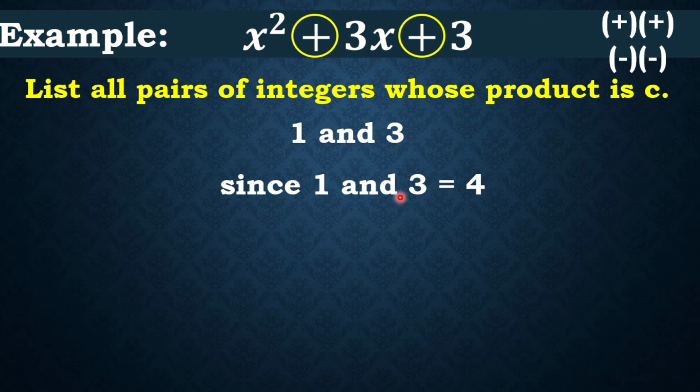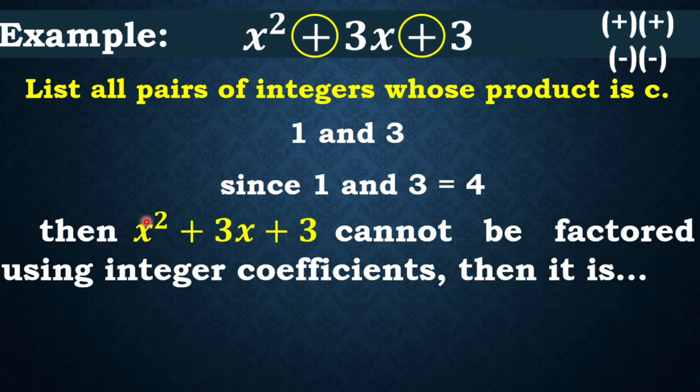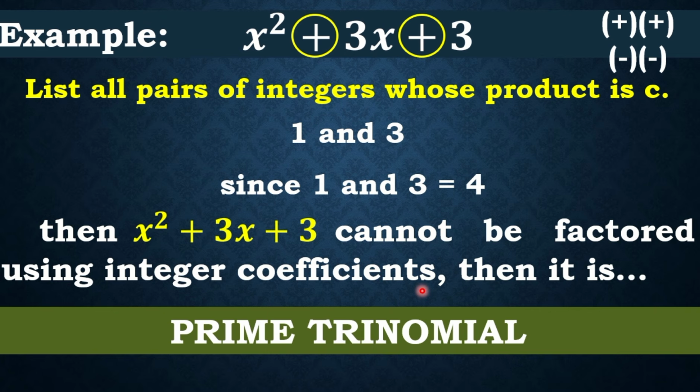So, since 1 and 3 is equal to 4, and it doesn't satisfy the given middle term. So, anong gagawin natin since this is 4? Okay? So, then, x squared plus 3x plus 3 cannot be factored using integer coefficient. So, kapag ganito, since nakuha natin yung factor nito na 1 and 3, pero hindi siya nag-satisfy doon sa ating middle term, therefore, it cannot be factored. Then, it is called prime trinomial. So, ito yung tinatawag nating prime trinomial.